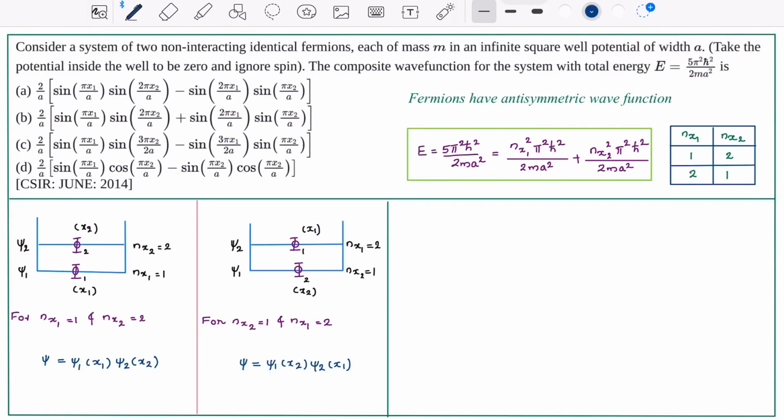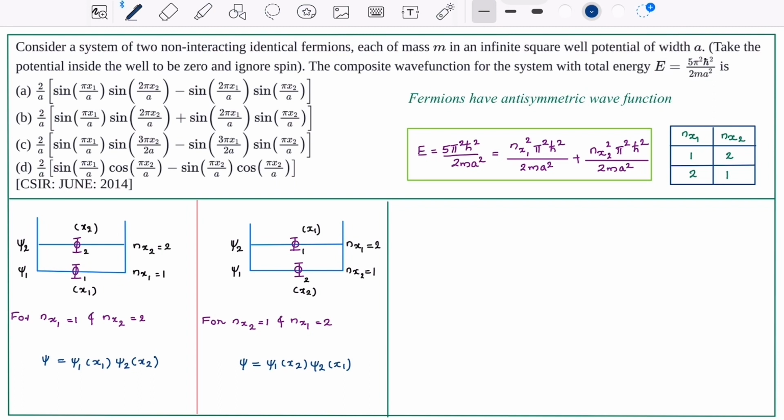Problem 61, Quantum Mechanics. The question is, consider a system of two non-interacting identical fermions, each of mass m, in an infinite square well potential of width a. The composite wave function for the system with the total energy E equal to 5π²ħ²/2ma² is?